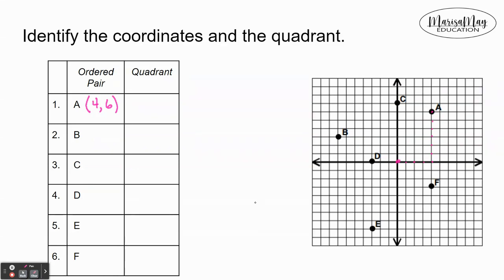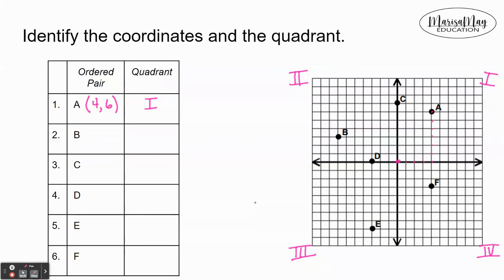Quadrants, you'll notice that the axes here divide the graph into 4 areas. We start on the top right, and that is quadrant 1. So we know that point A here is in quadrant 1. And then we move counterclockwise. So it's quadrant 2 here on the top left, and quadrant 3 on the bottom left, and then quadrant 4 on the bottom right.